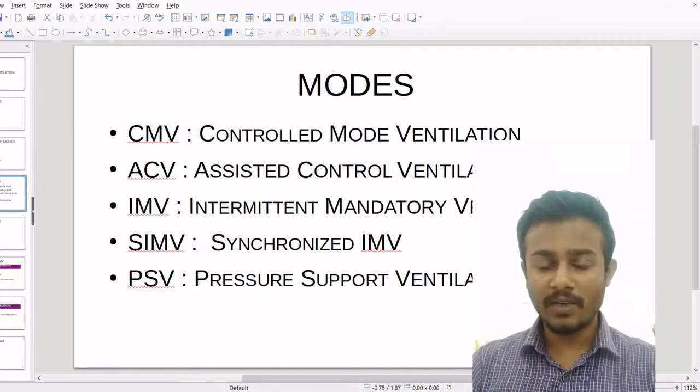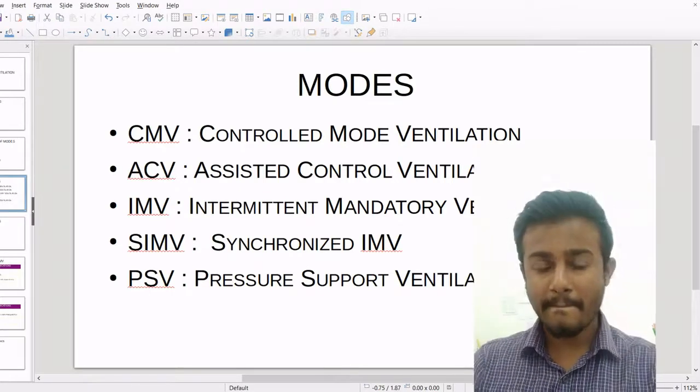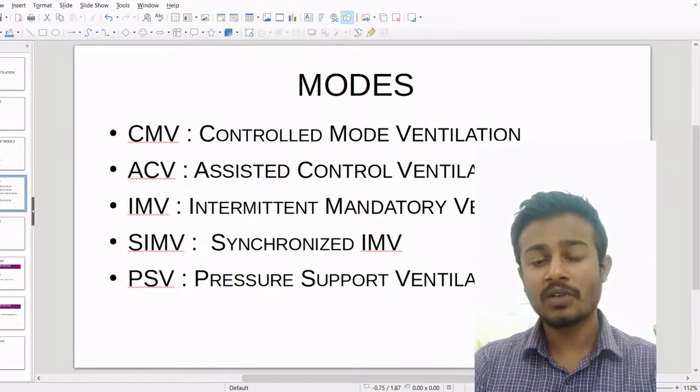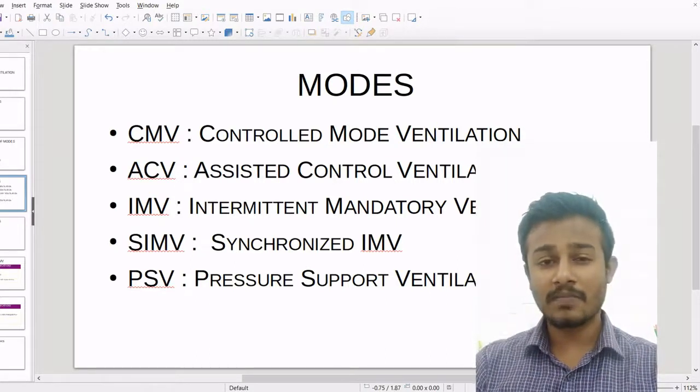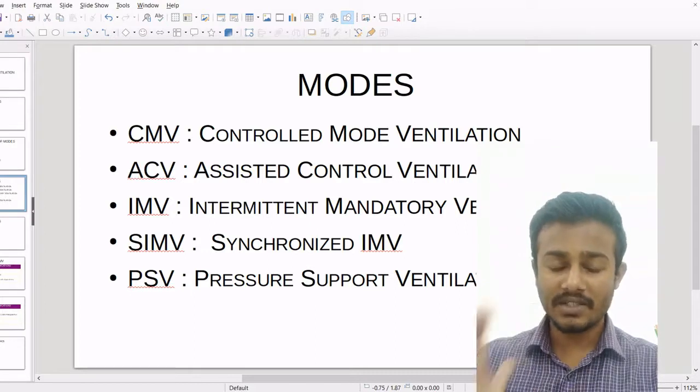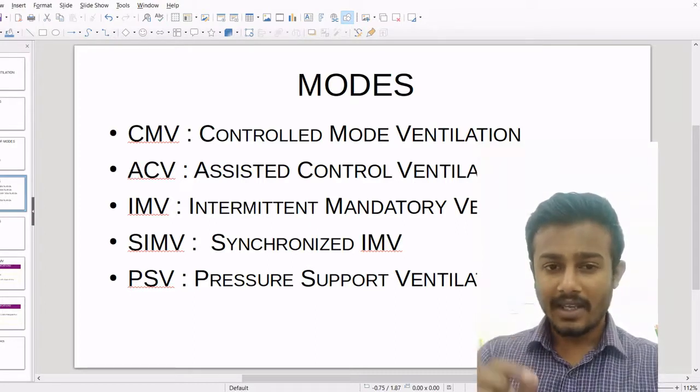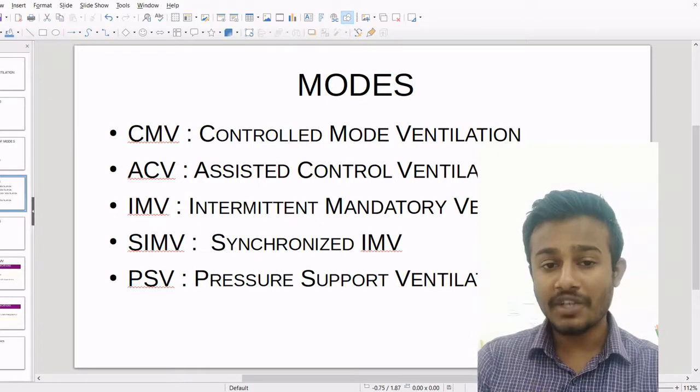Okay, so various modes. So we have CMV, controlled mode ventilation, in which we're controlling all the parameters. We're controlling the volume, we're controlling the pressure, we're controlling the respiratory rate, we're controlling the number of breaths. So controlled mode ventilation.